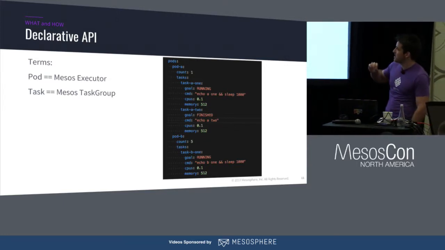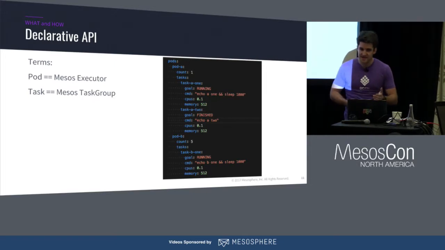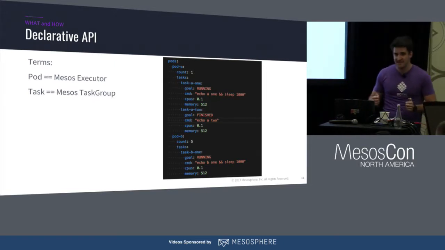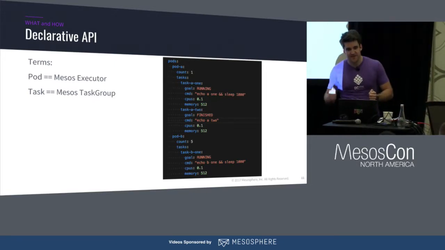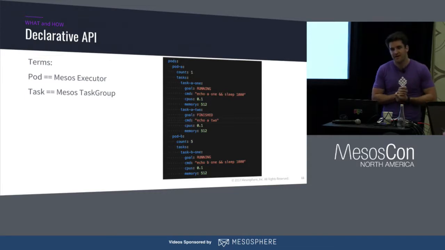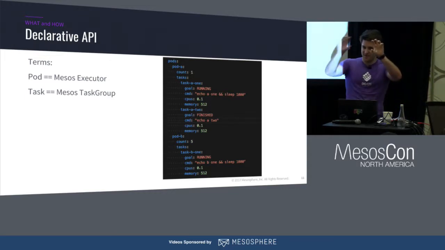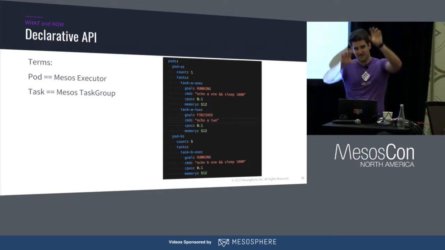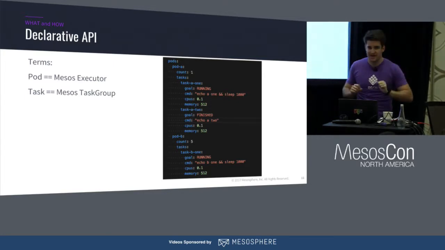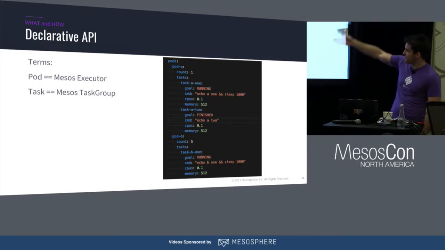Essentially a pod is a set of tasks. Translated into Mesos land, a pod is a Mesos executor, and a task is a Mesos task group. The reason for that is that Mesos task groups are atomic units. Everything in a task group has to fail together. We don't want to do that if we're running your database, right? We want the database task to be separate from the maintenance tasks so that they can be turned on and off separately, fail separately, et cetera. As you can see here, we basically have two different pods.